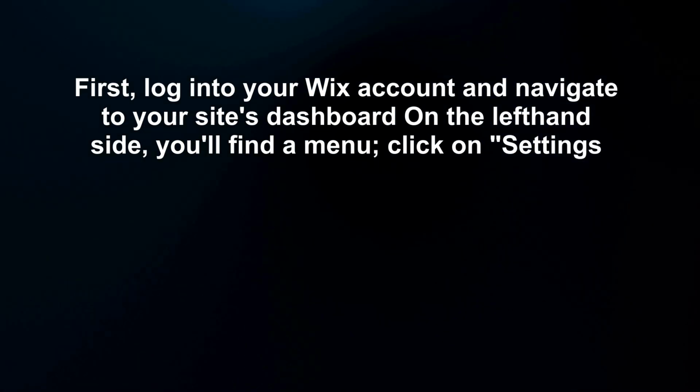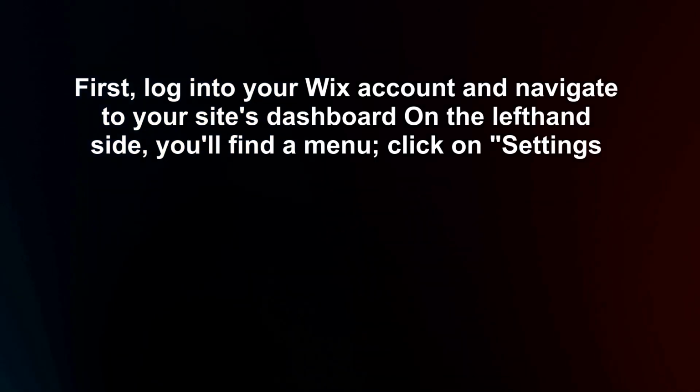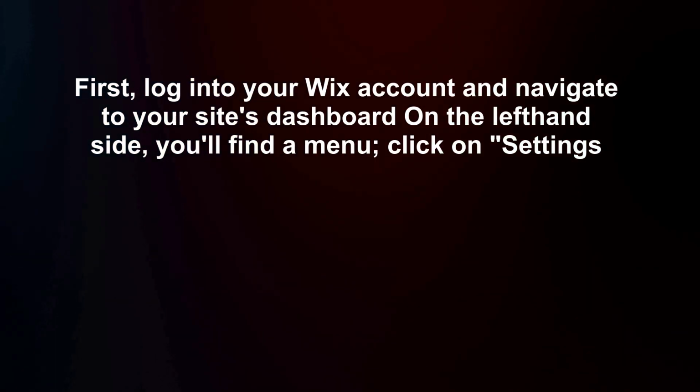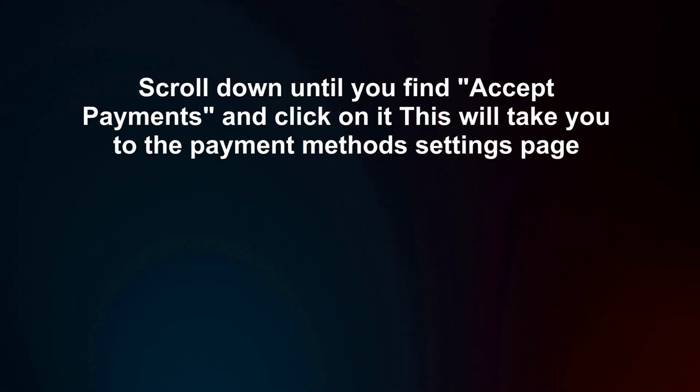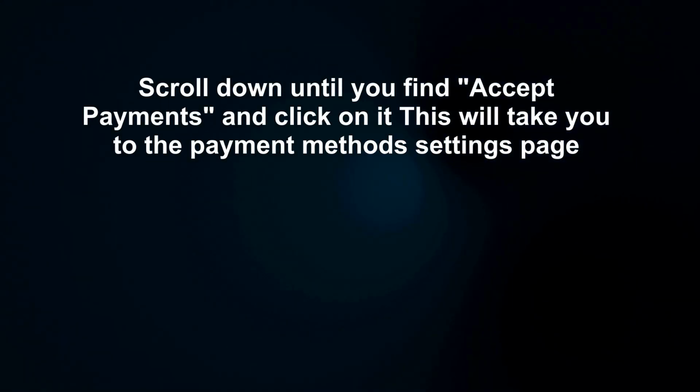First, log into your Wix account and navigate to your site's dashboard. On the left-hand side, you'll find a menu. Click on Settings. Scroll down until you find Accept Payments and click on it. This will take you to the Payment Method Settings page.